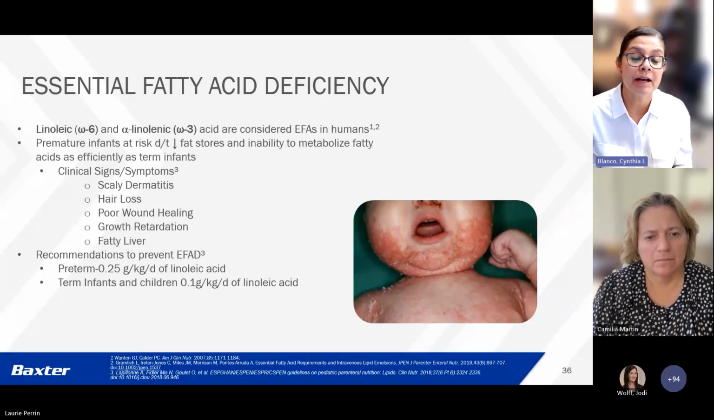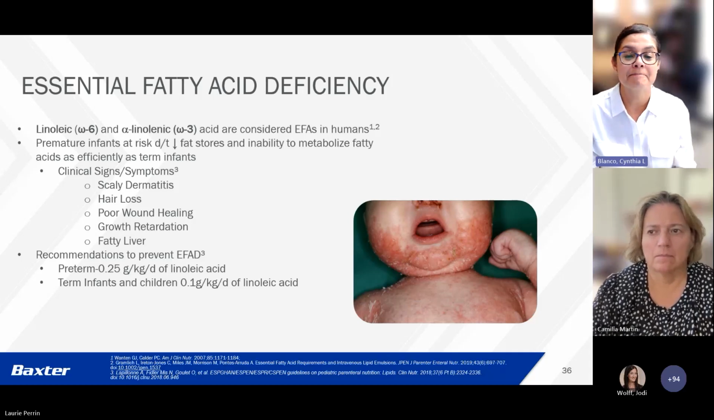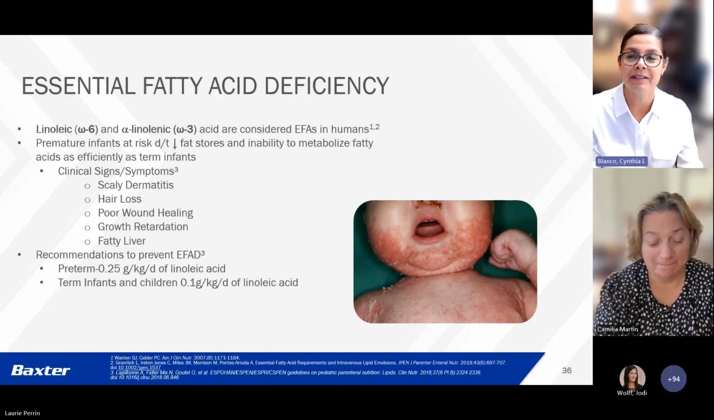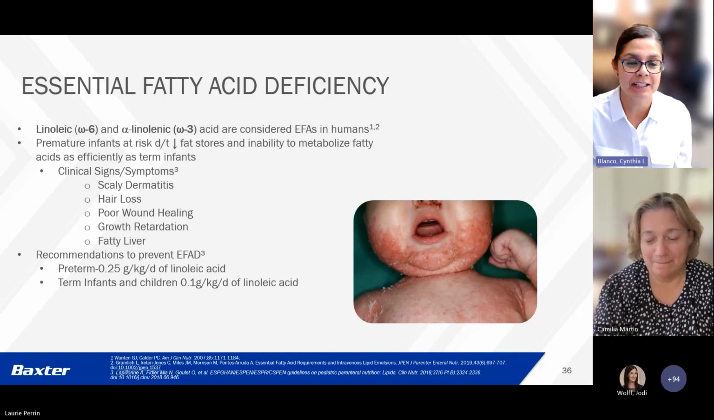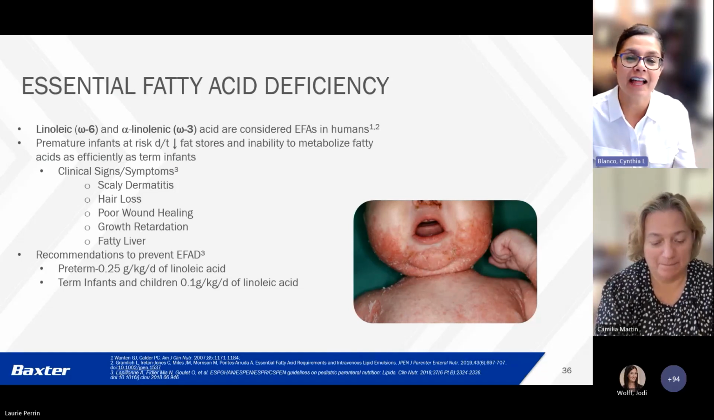So the recommendations have been there for a very long time. They seem very, very minimal. And I'm going to show you just a couple of studies that have shaped these initial recommendations. If we go to the next slide.